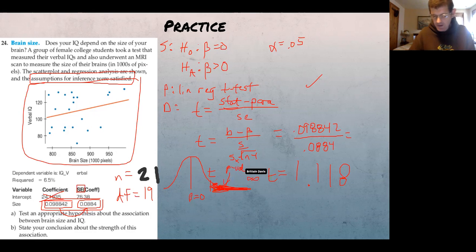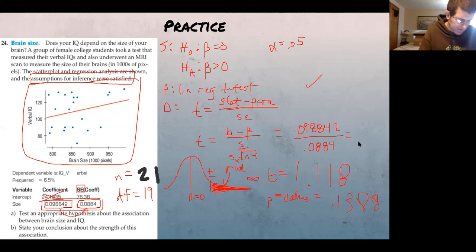which is the probability, the area under that part of the curve. So remember tcdf, and plug those numbers in. And as soon as you have your answer, I'll just put p-value right here, and you guys can fill in whatever that value is. Okay, so 0.1388.